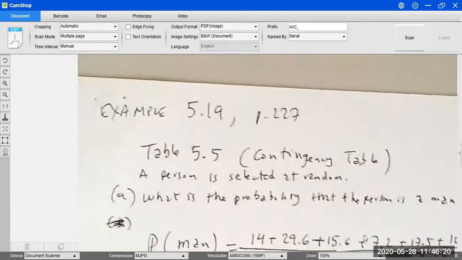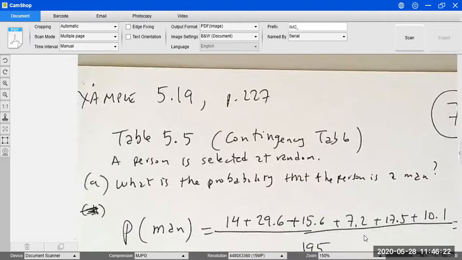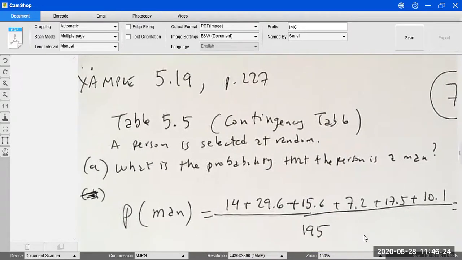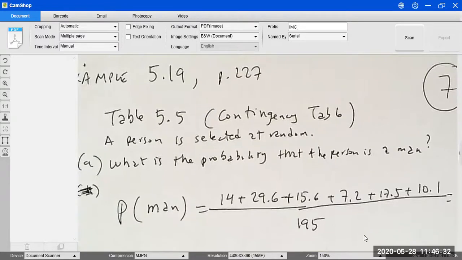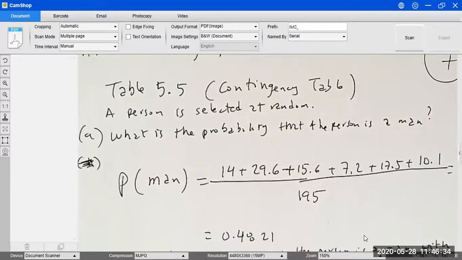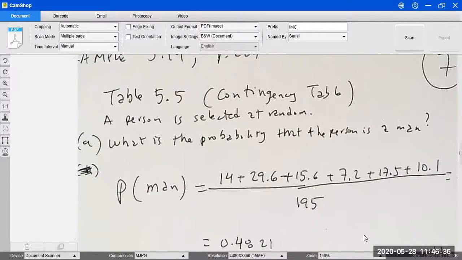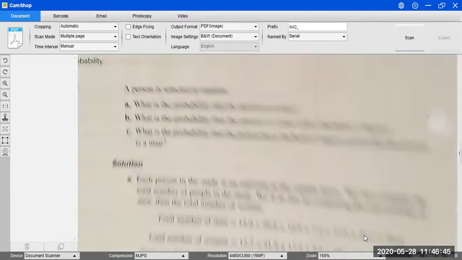So let me show you that. Here we have the probability that the person is going to be a man. I'm adding the first row and the answer is just 0.8021. So that's the answer to the first question. Now let's check the second question.